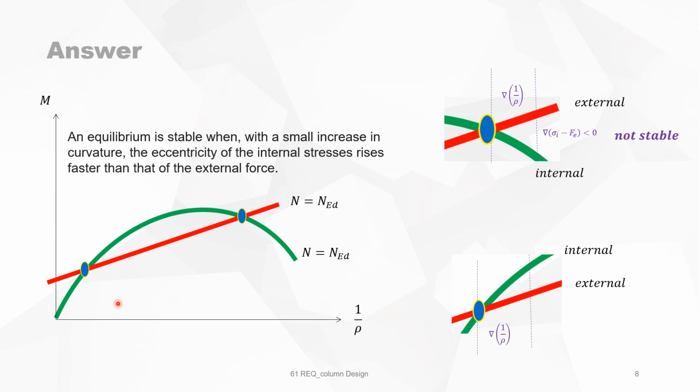On the other hand, on this point, the growth with a small increase of the curvature gives you a difference which is positive. So the internal forces rise faster than that of the external forces. So that means that you have resistance. That means you have a stable condition because it will always go back to this point. So an equilibrium is stable when, with a small increase, delta, in curvature, the eccentricity of the internal forces rises faster than that of the external forces.